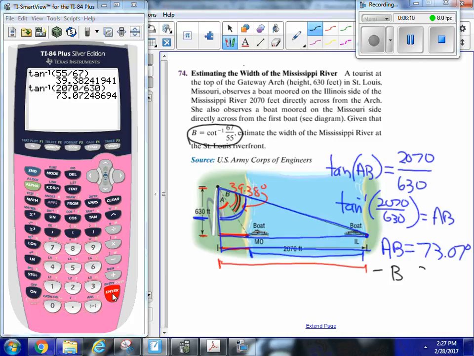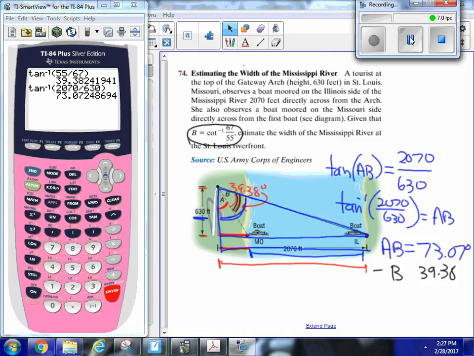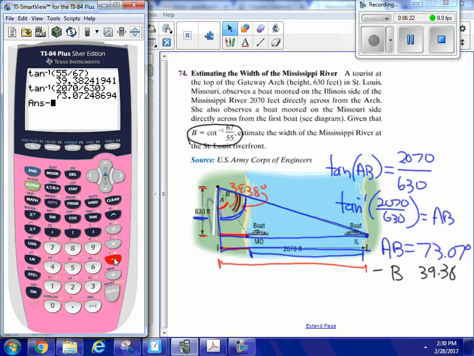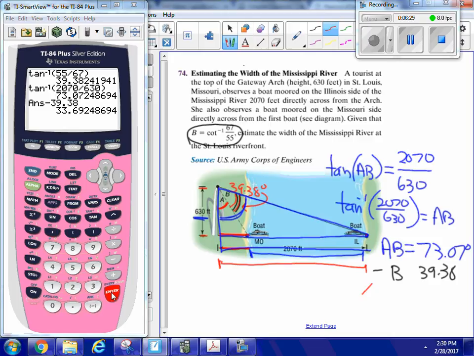Now we're home free, because if I take angle AB and subtract angle B, which is 39.38, I get an angle A of 33.69 degrees. So angle A is 33.69 degrees.